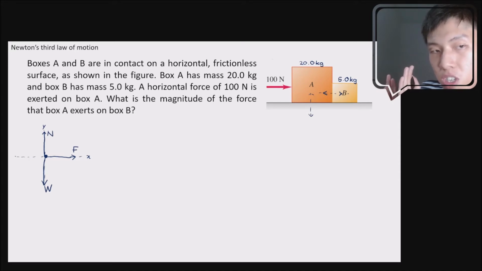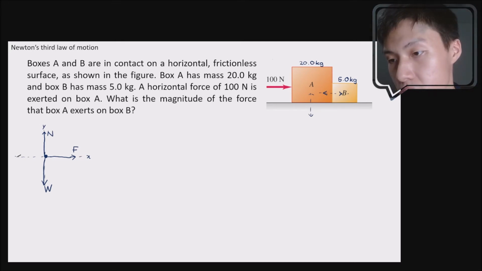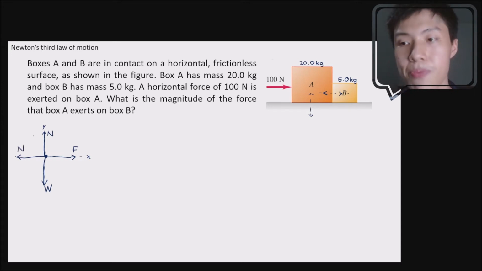So if box B is pushing box A, it has to push this way, right? If it pushes this way, you'll be pulling box A already. You want to push box A, so the push has to be this way. So in that case, we know that the normal force has to point in this direction.